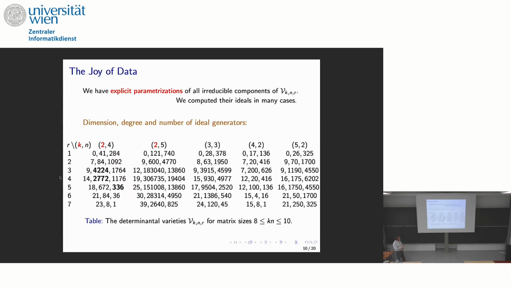So for example, if you take 10 by 10 matrices with 0 blocks of size 2, and you're interested in rank at most 4, well, that's a 19-dimensional variety. The number of minors that cut this out is 19,404, and the degree, the curviness of this variety, is 306,735. Now, how is this computed?